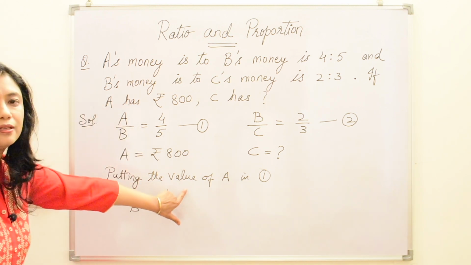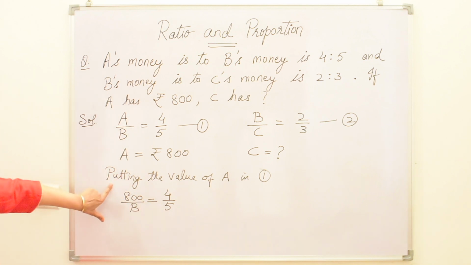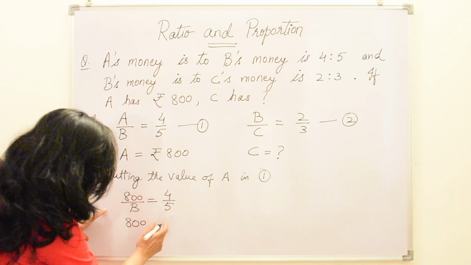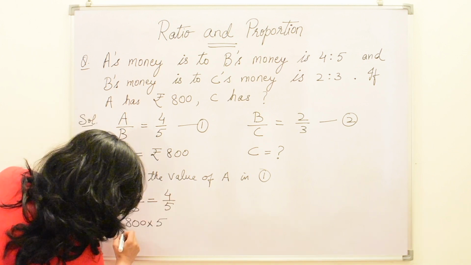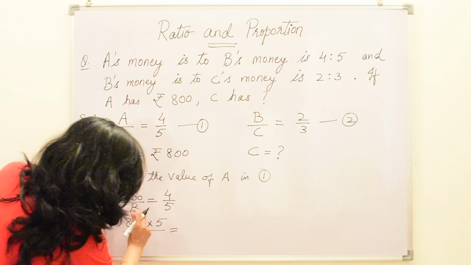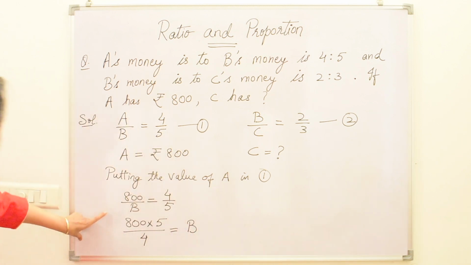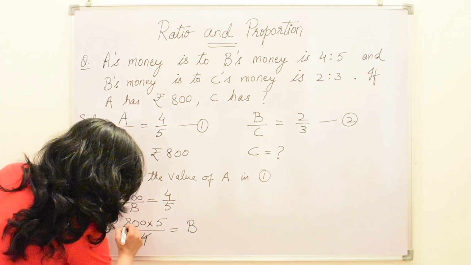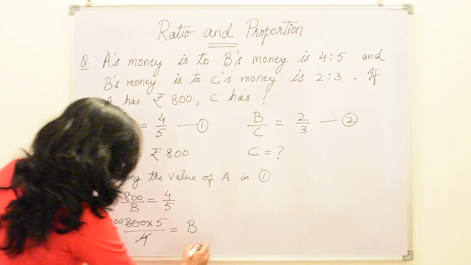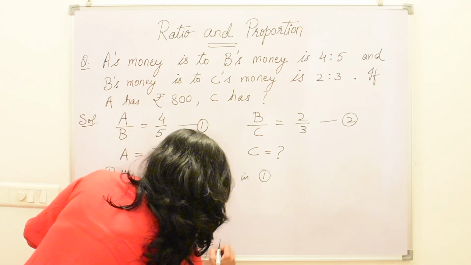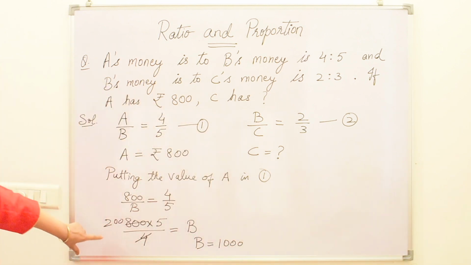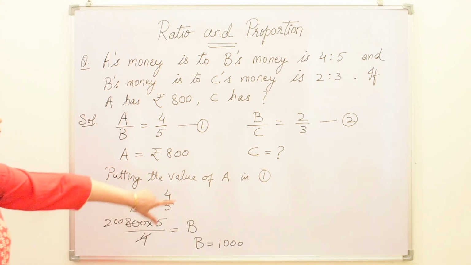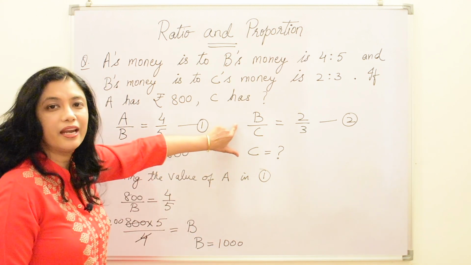We take B to this side and 4 by 5 to this side. What we get? 800 by 4 will be B. This is what we will get if we solve it. This becomes 200, so we get B is equal to 1000. Now we have got the amount of B's money. It is 1000. Now placing the value of B in the second statement.